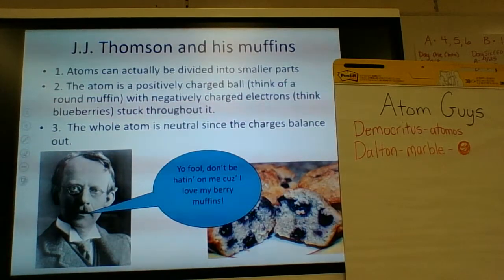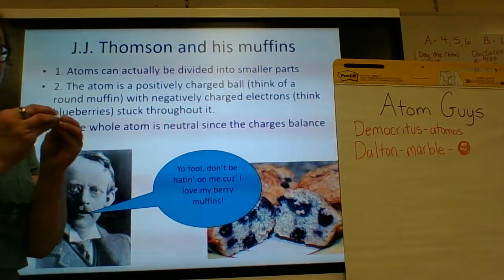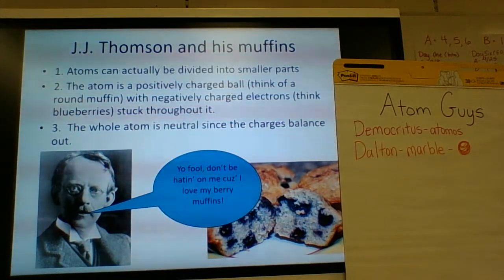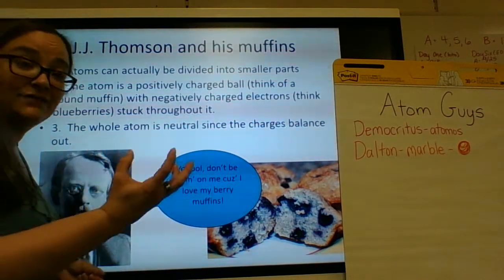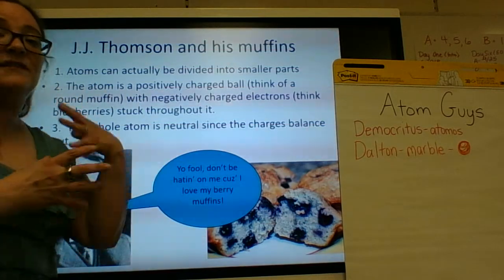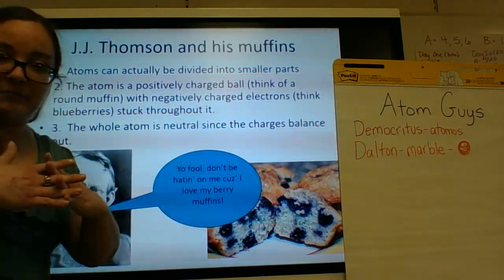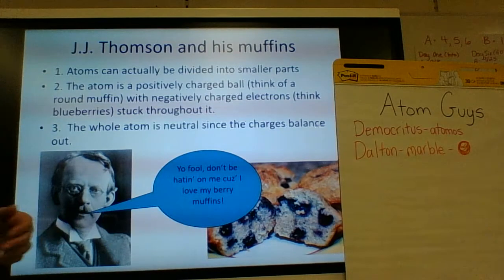Next up is Thomson, J.J. Thomson. He believed that atoms do have something smaller besides the solid piece. And he was right about that. He said the atom is like a positively charged ball with negatively charged electrons stuck in it. And he knew that atoms were neutral. They had a neutral charge. So he figured that the negative charges in the electrons and the positive charges balanced each other out. And he was right about that.